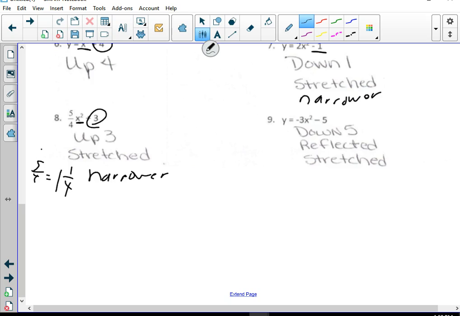Number 9. We have down 5. The 3 itself, just the 3, makes it stretched or narrower. And the negative sign reflects it or flips it. You can write either one, reflected or flipped.